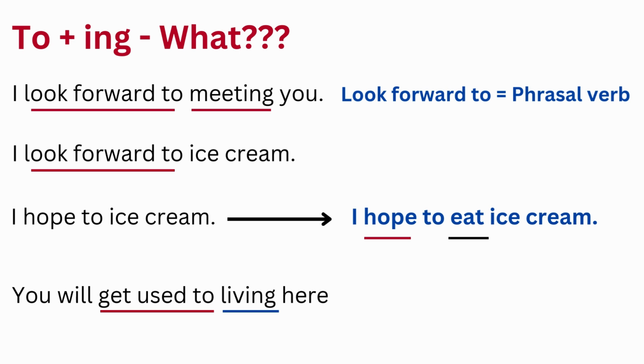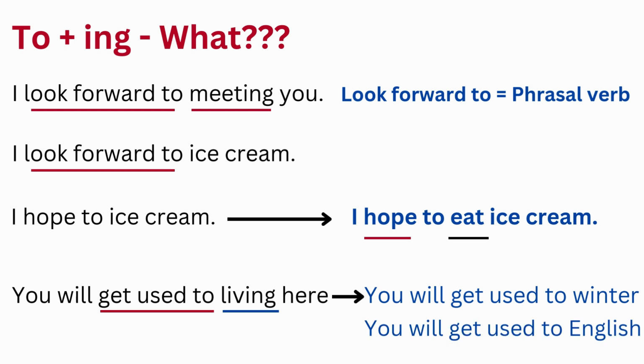For example, some of my students have moved to Canada, and at first, the cold winters are very difficult for them. They hate the cold. But over time, they get used to it, and eventually, the cold is no longer a problem. They become accustomed to it. Just like in this example, we can also replace the second verb with a noun. For instance, you will get used to winter. You will get used to English. Or as in the original sentence, we can use a verb. You will get used to living here. Both are possible, which reinforces that get used to is a fixed chunk where to serves as a preposition.